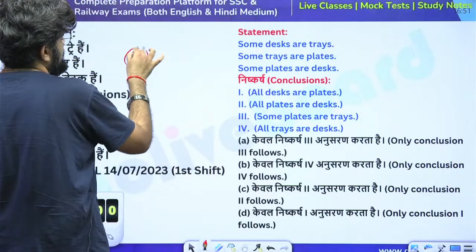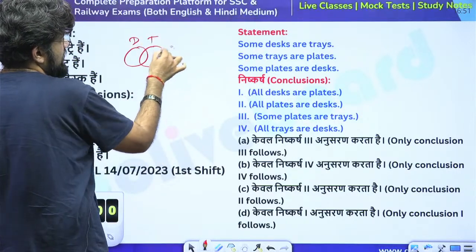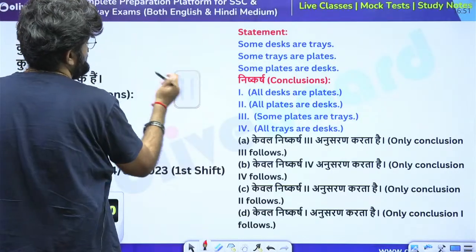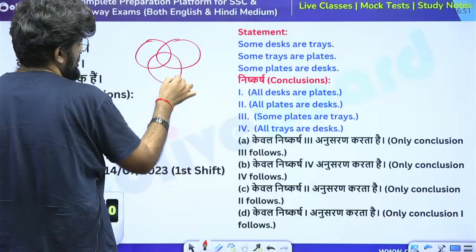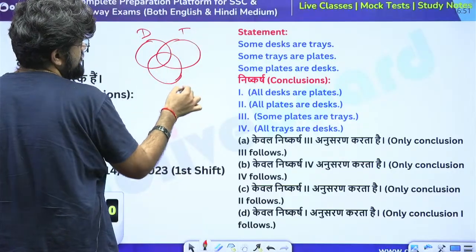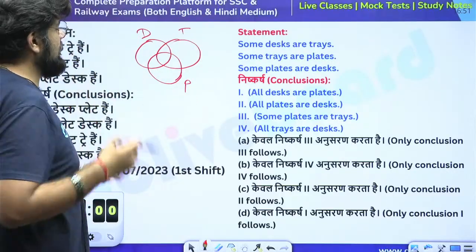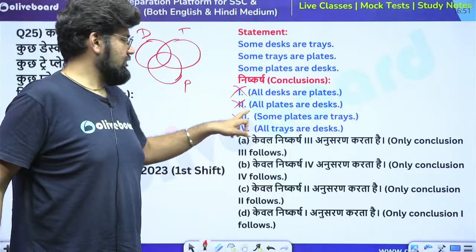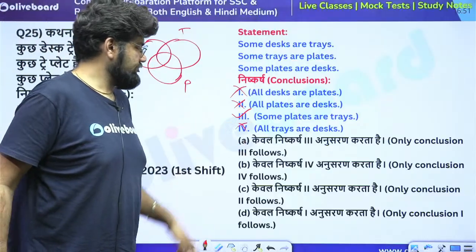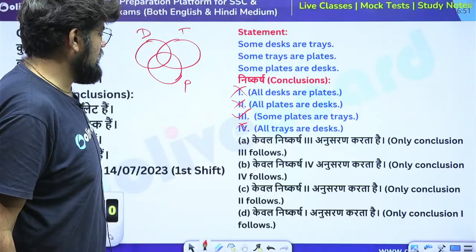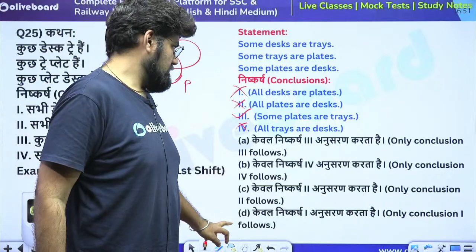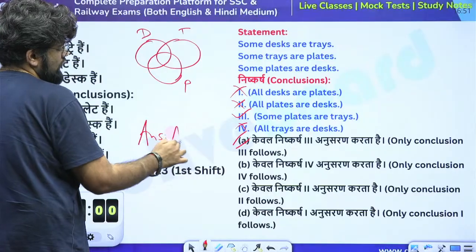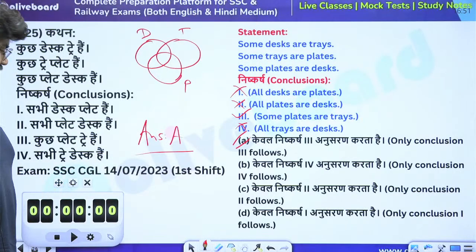So some desks are trays, some trays are plates, some plates are desks. Okay. Unique scenario. All desks are plate. Can I say that? No, not at all. All plates are desks? Of course not. Some plates are trays? Yes, absolutely right. And all trays are desks? Absolutely not. There is no case of either or also, so only conclusion 3 follows. Pretty easy. Just that it's going to toy with your brain a little bit in your examination. But it's pretty easy.